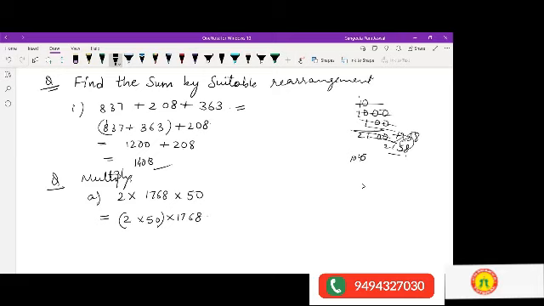I can say 2 into 50 is 100. We all know that, 50's double is 100. And then we multiply this with 1768. That means if I multiply this number with 100, we'll get 176800. I just have to put 2 zeros here. I did not do any rough work to multiply. Now same way, let's do one more.